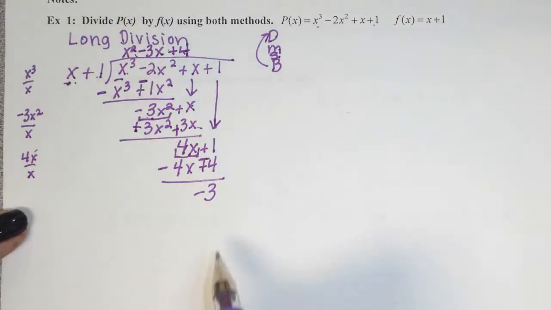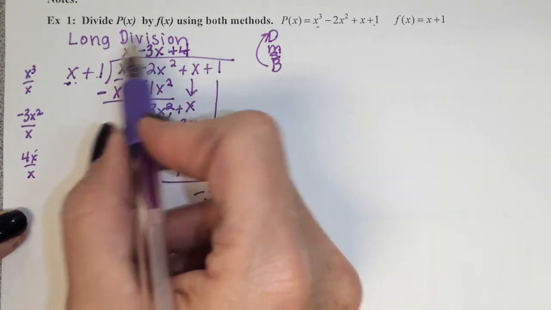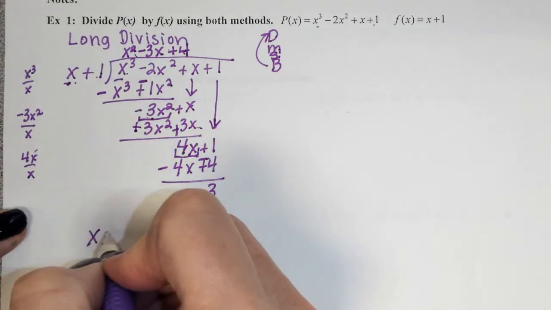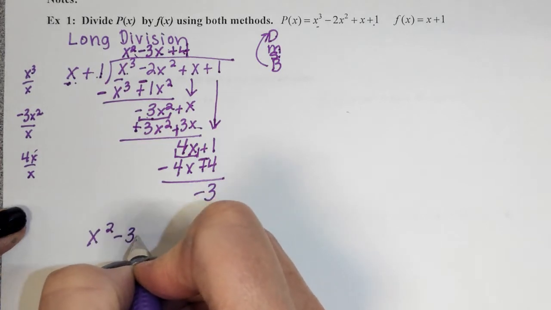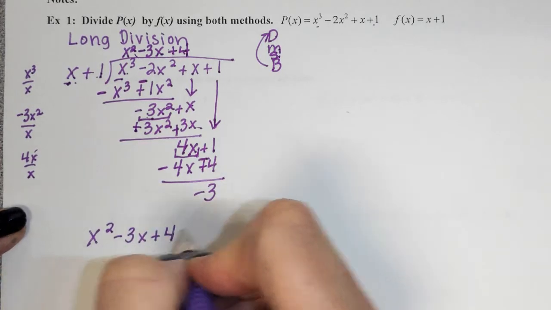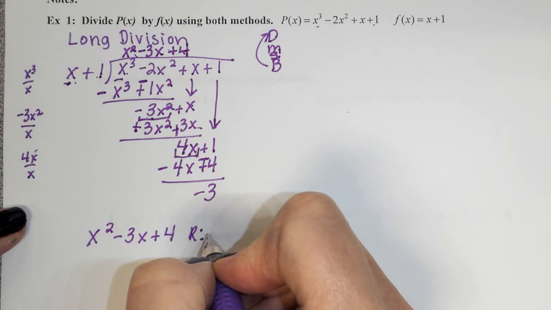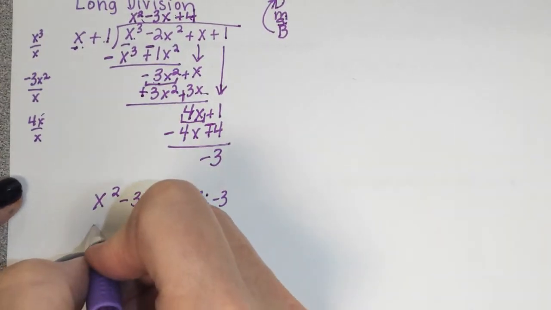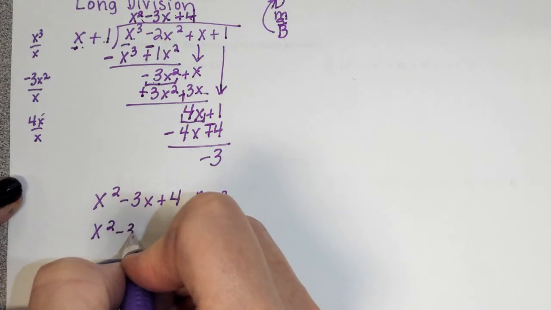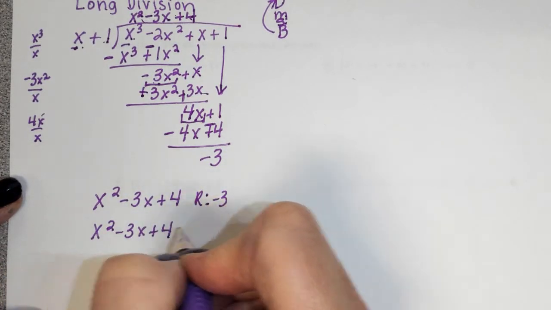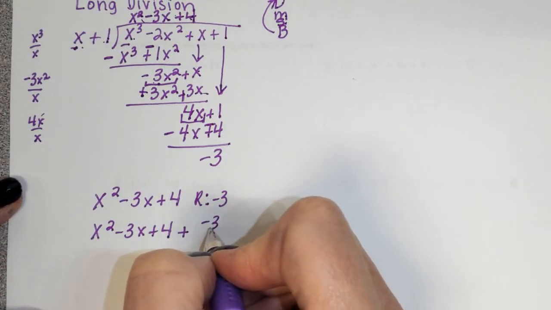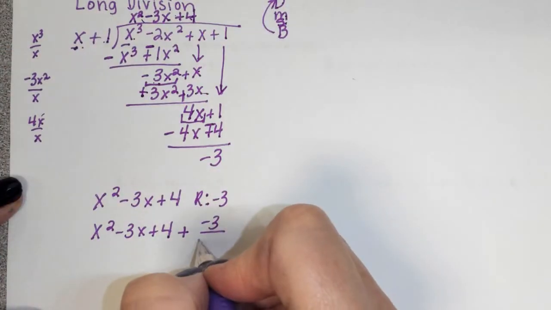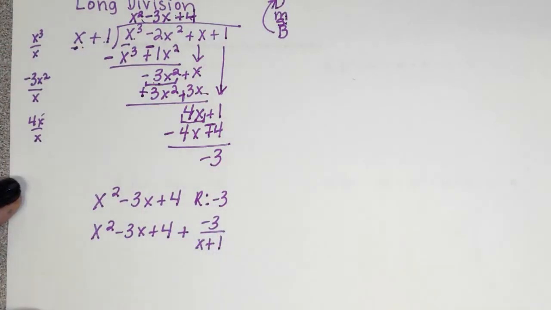So just like if this had been just numbers that I was dividing, this is my quotient. So my answer is x squared minus 3x plus 4 remainder of -3. But I can also write that as x squared minus 3x plus 4 plus -3 over my divisor.